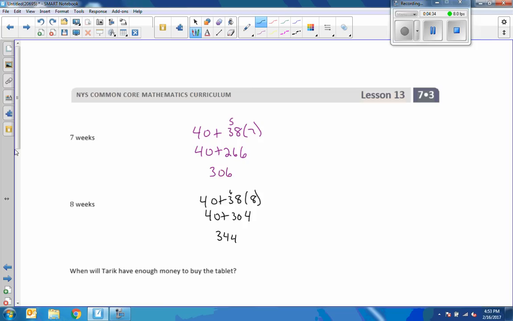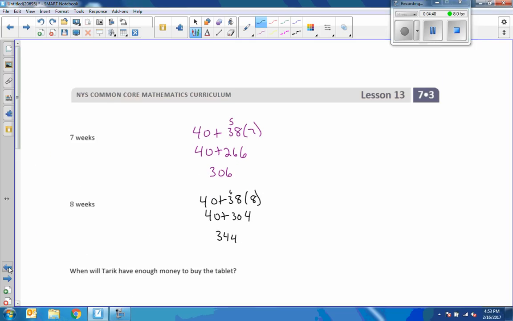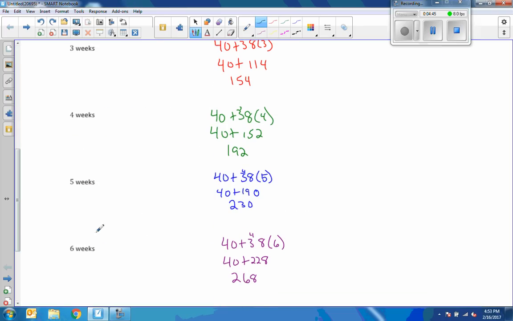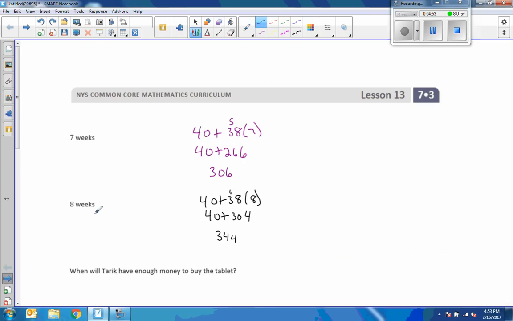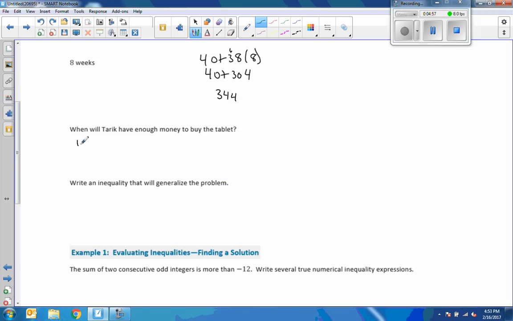340. Now the question asks, when will Tarek have enough money to buy the tablet? Okay, so if we go back, we want $265.49. 268 is more than 265.49, so we will have enough right here, and that is week six. So when will Tarek have enough money to buy the tablet? Six.